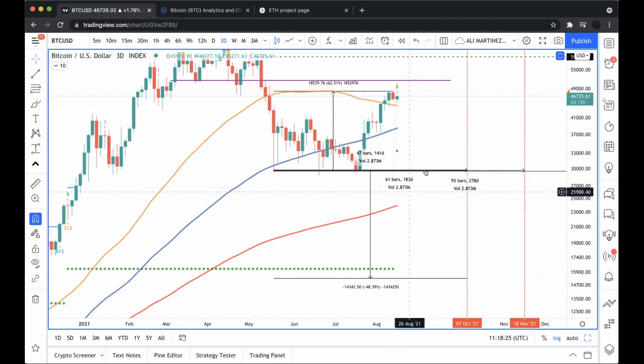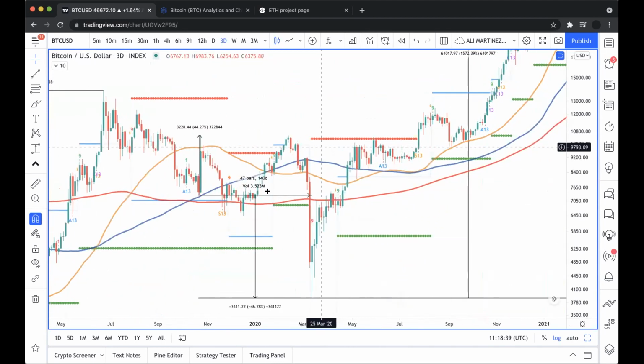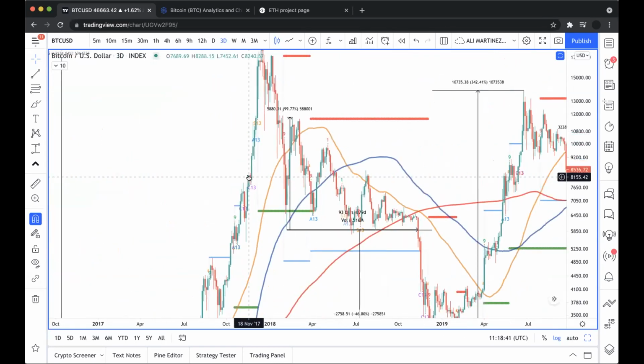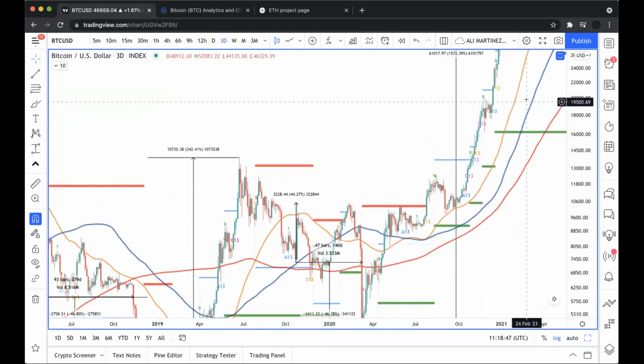Based on the previous cycles, I mean, it usually takes between 141 days, 183 days, or up to 278 days for Bitcoin to break below the support level, right? In 2018, that support level was basically, what do we see here? Yeah, $6,135.